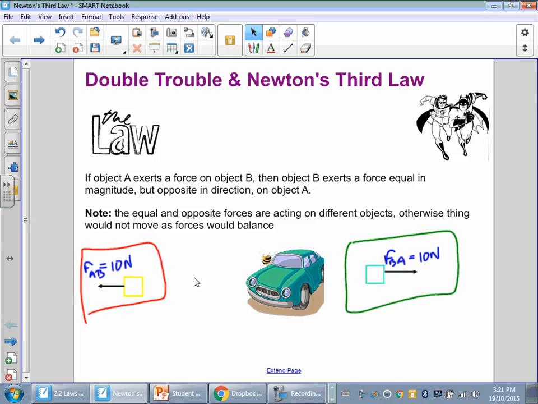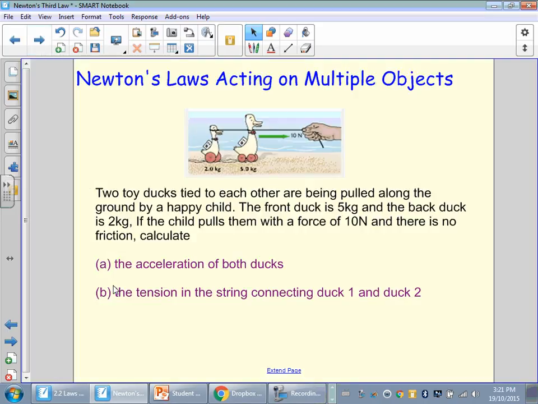Okay, so that's an introduction to Newton's third law and a real world example of that. And we're going to focus on when Newton's third law acts on multiple objects. So here's an example where two toy ducks are being pulled along the ground by a happy child. We could talk about why the child is happy pulling ducks along the ground, but let's save that for another day. The front duck is 5 kilograms and the back duck is 2.